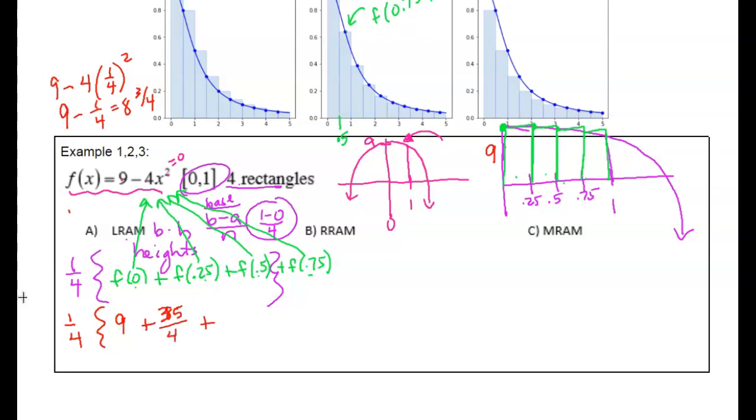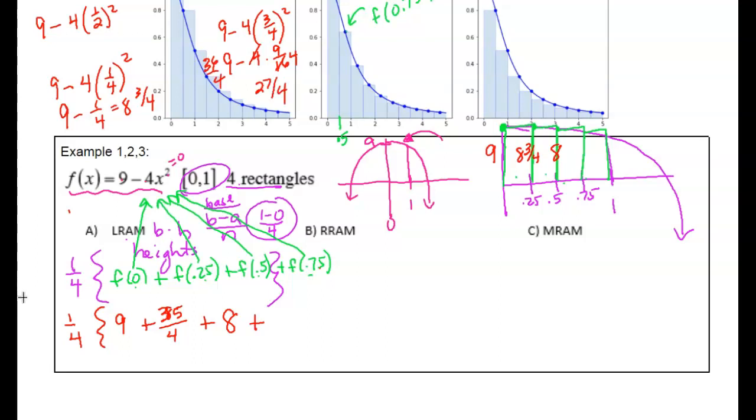Plus, plug in 1/2: 9 minus 4 times 1/2 squared, which is 1/4. 1/4 times 4 is 1, so 9 minus 1 is 8. And then the last number I'm going to plug in is 3/4. So what is this? 8 3/4. This was 8. If I plug in 3/4, I get 9 minus 4 times 3/4 squared. So 9 minus 4 times 9/16, which is 9/4. That's 36/4. So 36 minus 9 is 27/4, which is 6 3/4.